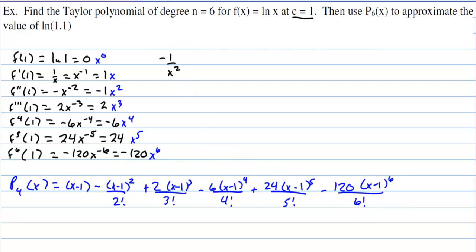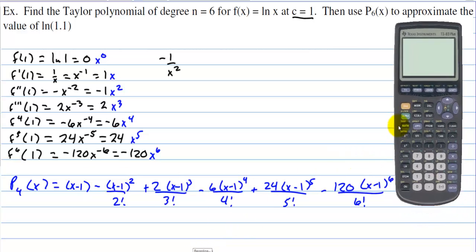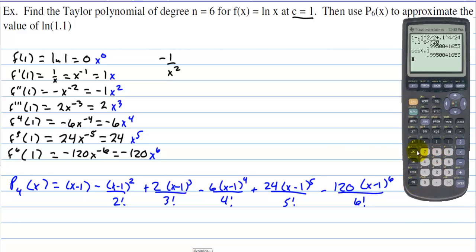We're supposed to use this polynomial to approximate the natural log of 1.1. But notice that when we plug 1.1 into all these, 1.1 minus 1 is just going to be 0.1. So that reduces the work we have to do a little bit. So let's go to the calculator and let's enter this in. We'll have 0.1 minus 0.1 squared, and that will be divided by 2, plus 2 times 0.1 to the third divided by 3 factorial. That's 6.